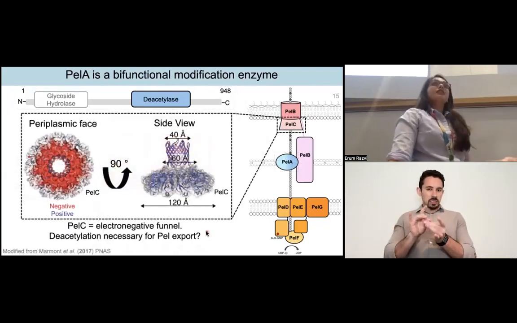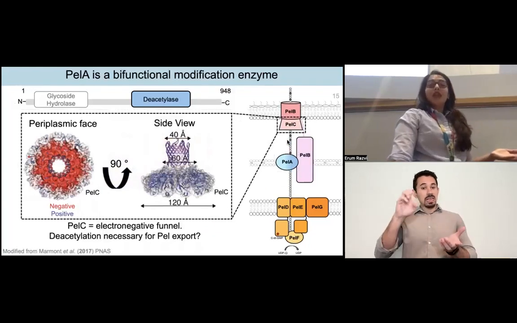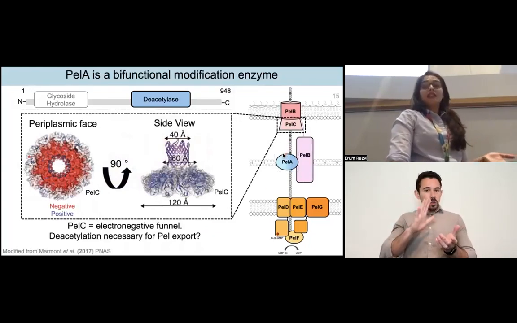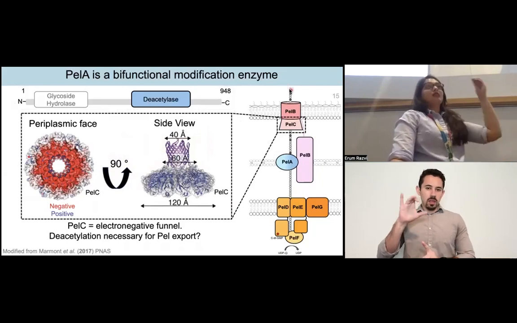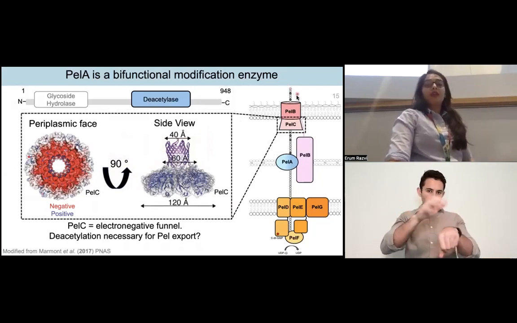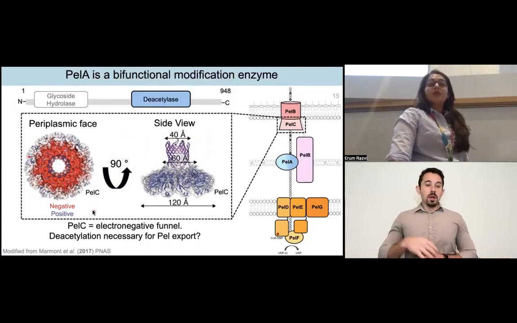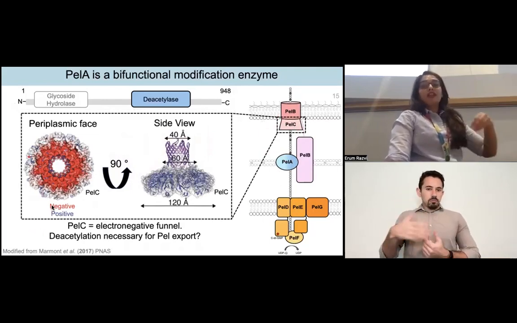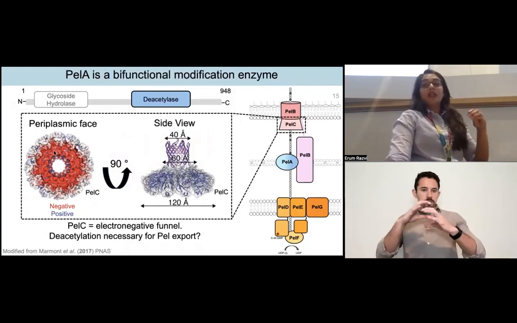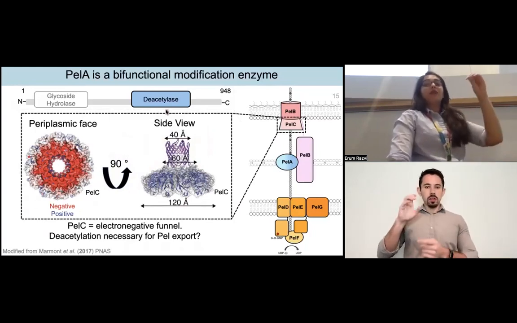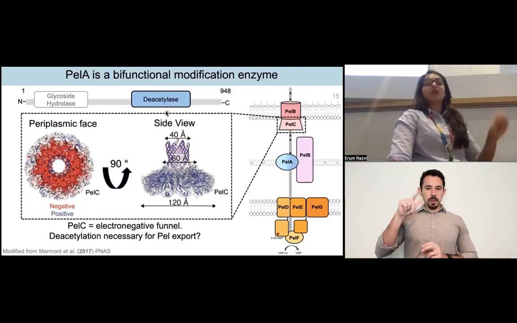So it's hypothesized that deacetylation, which would render Pel cationic, is necessary for Pel export into the extracellular milieu. PelC, anchored in the outer membrane, forms a funnel, and it's proposed to draw the Pel polysaccharide to its electronegative periplasmic face and guide it to the beta-barrel porin PelB for export.